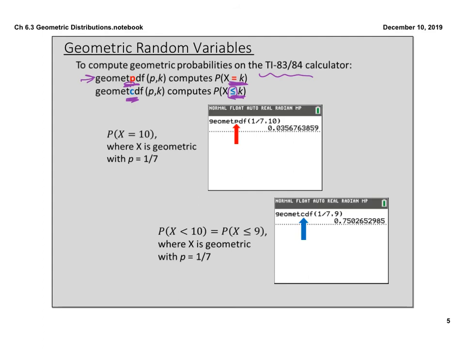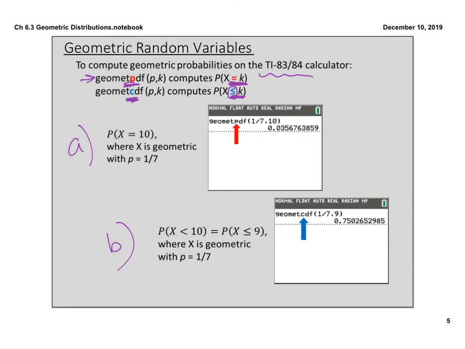And let's say that my probability is 1/7 and my X value is 10, meaning I want exactly 10 trials. Okay, I get a probability there of 0.0356, which is approximately what we got when we did it by hand. Now do this. This was like part A of that example. Now this is part B.